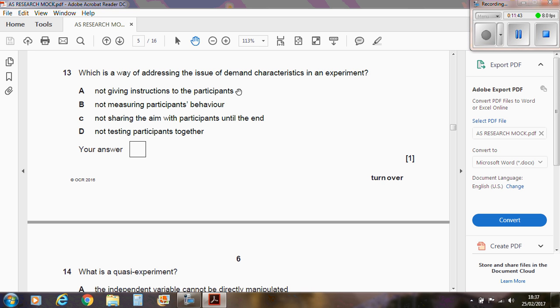Not giving instructions to the participants, well, they won't know what they're doing, so that's a silly suggestion. Not measuring participants' behaviour, well, what's the point of doing the research? That makes no sense either. Not sharing the aim with the participants until the end. That would be the best way, because you are leaving it until the end, and then obviously you're making sure it's ethical so that you do actually tell them at the end. So C is the best way of addressing demand characteristics in an experiment.